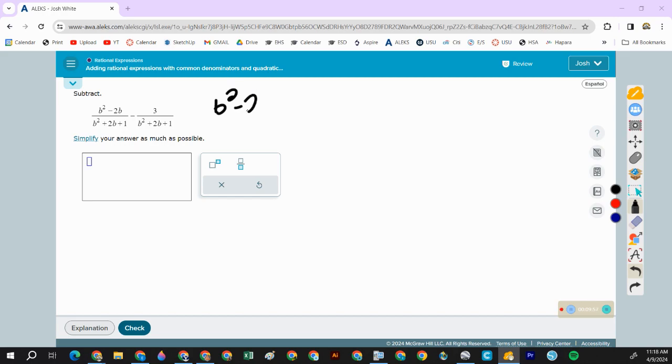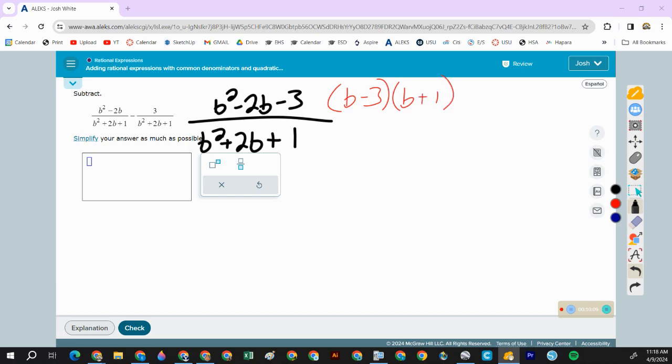So B squared minus 2B minus 3 over B squared plus 2B plus 1. The top becomes B minus 3 and B plus 1. And the bottom becomes B plus 1 and B plus 1. Everybody good with that? Does anything cancel? One of the B plus 1s cancel. And the answer is B minus 3 over B plus 1.